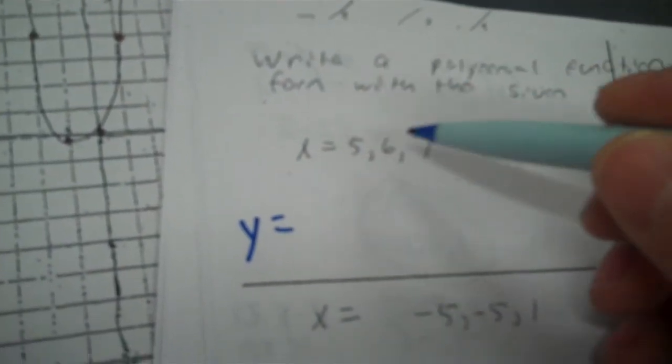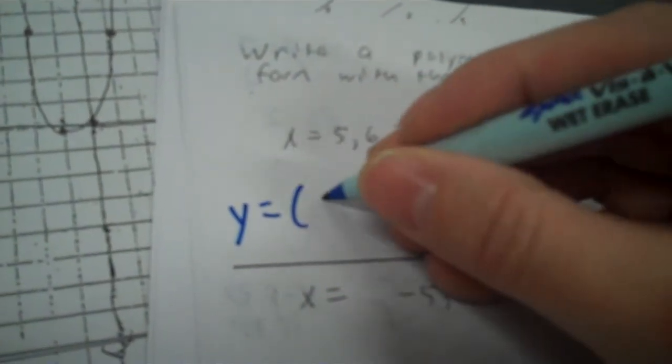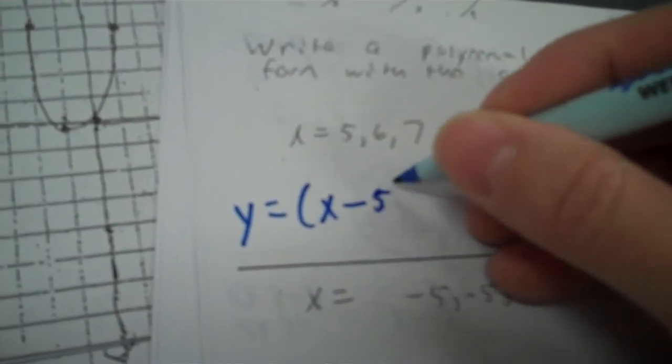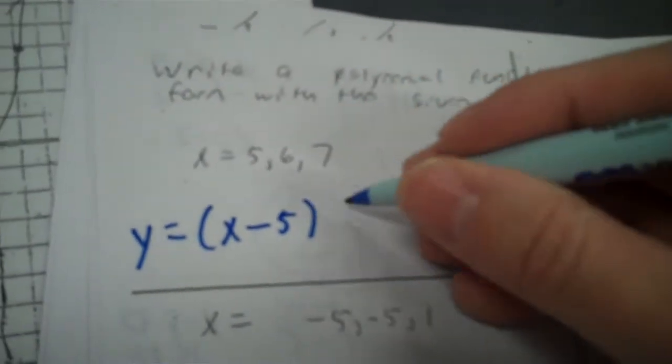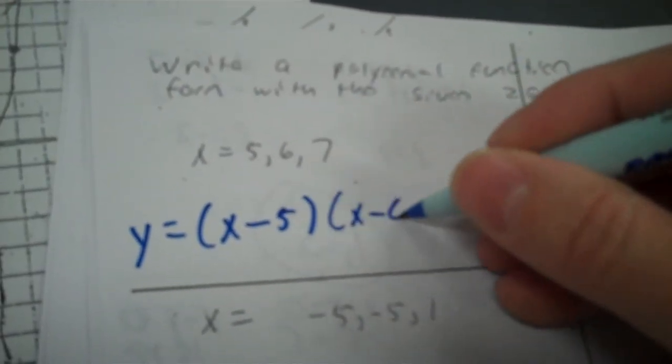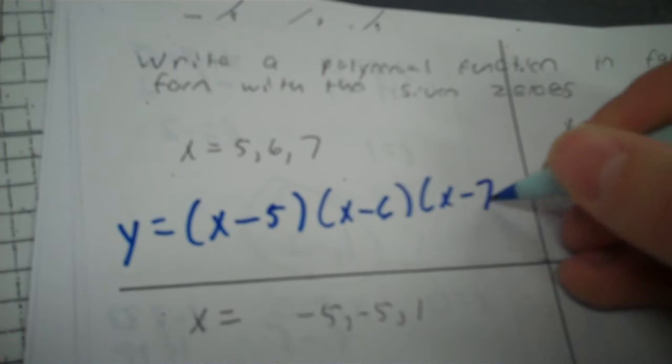Now you're doing the opposite way, okay? You get the zeros of the function, but now you have to write the equation in factored form. It's really not hard. You write y equals. Now, you have zeros of 5, 6, and 7. So you're going to make a parentheses, and you're going to put x minus 5. You start out with a minus. Another parentheses, x minus 6, and then x minus 7.